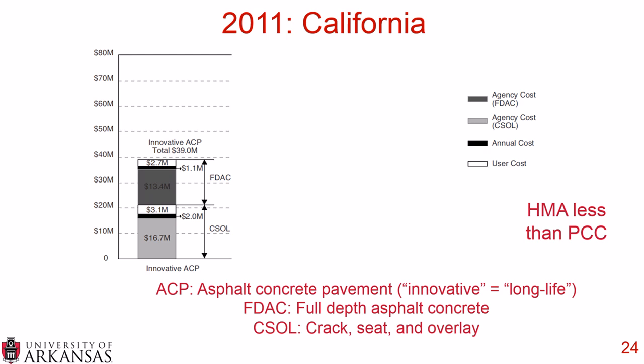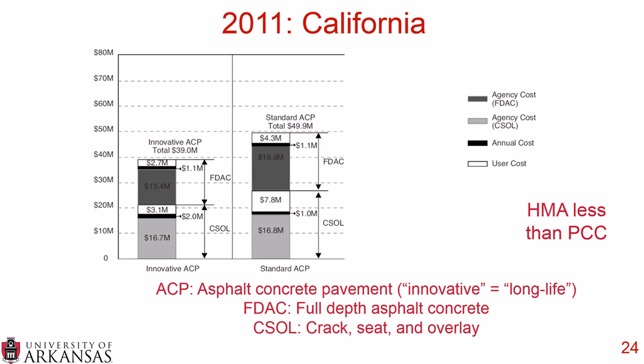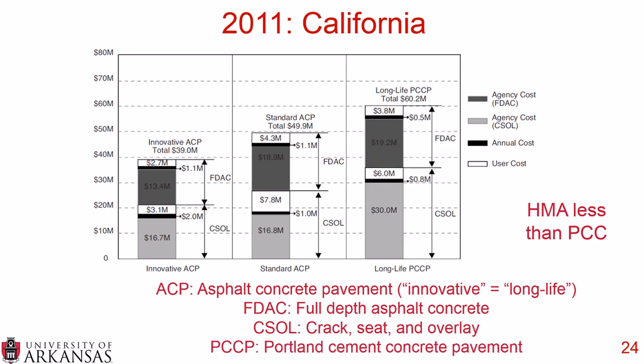So here you can see the innovative asphalt concrete pavement costs approximately $40 million. A standard asphalt concrete pavement with all those same categories, the agency costs for both FDAC and CSOL, the annual costs and the user costs, costs about $49 million. And then the long life PCCP, Portland Cement Concrete Pavement, costs about $60 million. So here, HMA costs less than PCC.